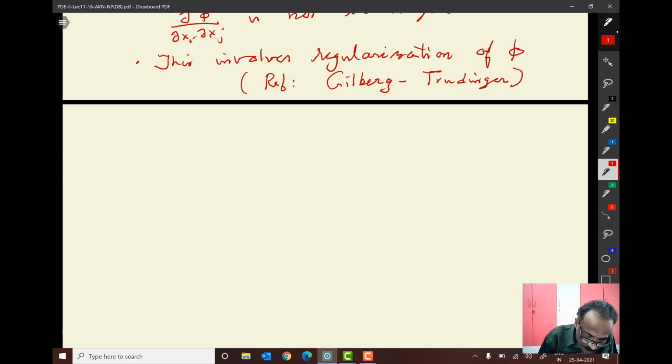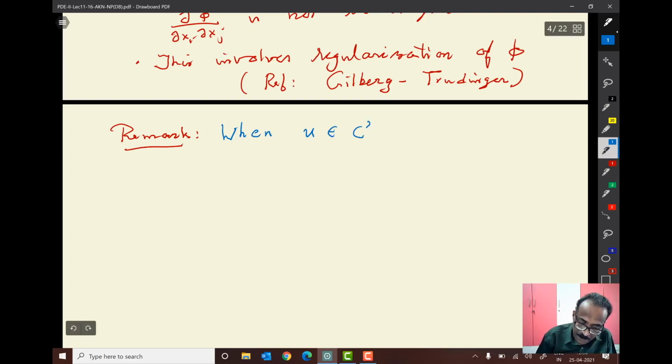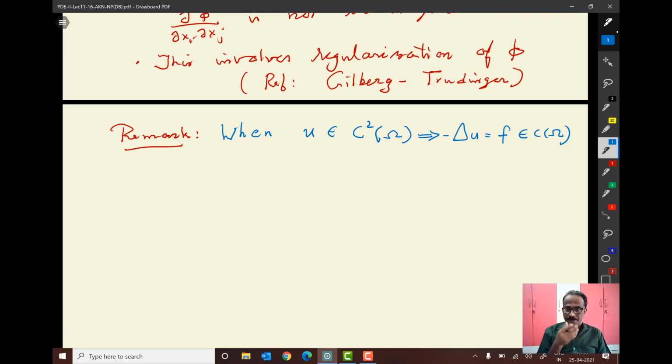So now another remark which I want to make here. This is where the difficulties arise. Before proceeding, let me tell why we have difficulties in studying Newtonian potentials. When u is C2, this immediately implies that the Laplacian of u, minus or plus doesn't matter, equals minus f, and this is a continuous function, right? So whenever u is a C2 function, termed a classical solution, then the Laplacian of u equals f.